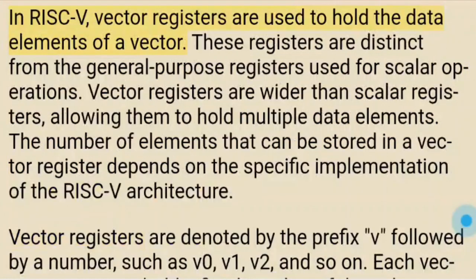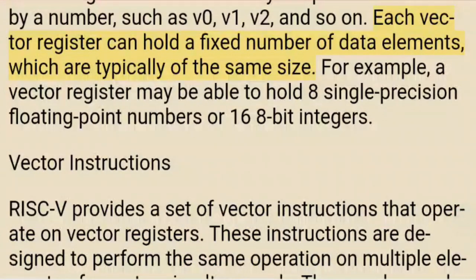Vector registers. In RISC-V, vector registers are used to hold the data elements of a vector. These registers are distinct from the general-purpose registers used for scalar operations. Vector registers are wider than scalar registers, allowing them to hold multiple data elements. The number of elements that can be stored in a vector register depends on the specific implementation of the RISC-V architecture. Vector registers are denoted by the prefix v, followed by a number, such as v0, v1, v2, and so on. Each vector register can hold a fixed number of data elements, which are typically of the same size. For example, a vector register may be able to hold 8 single precision floating point numbers or 16 8-bit integers.